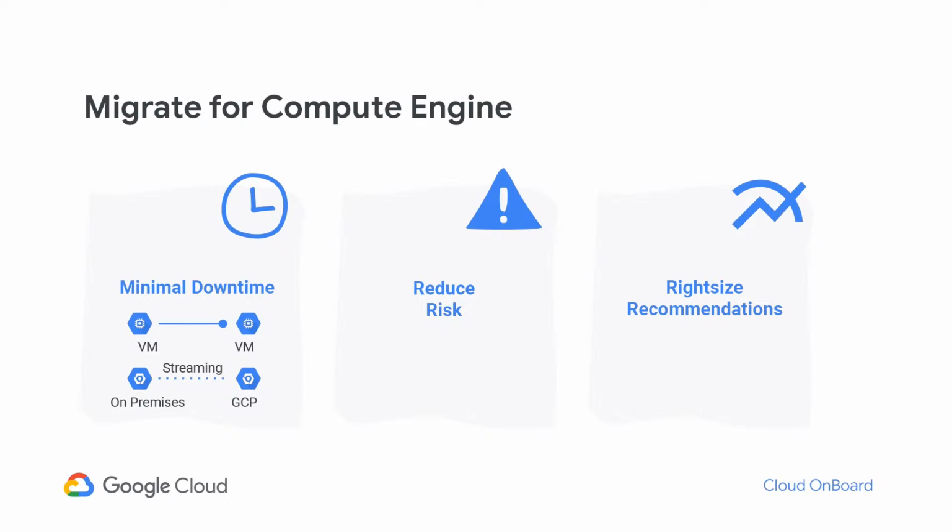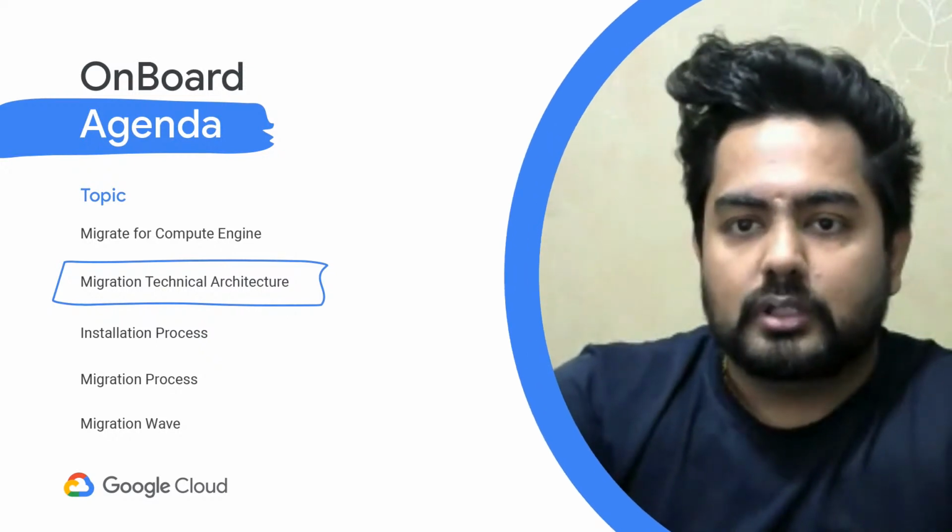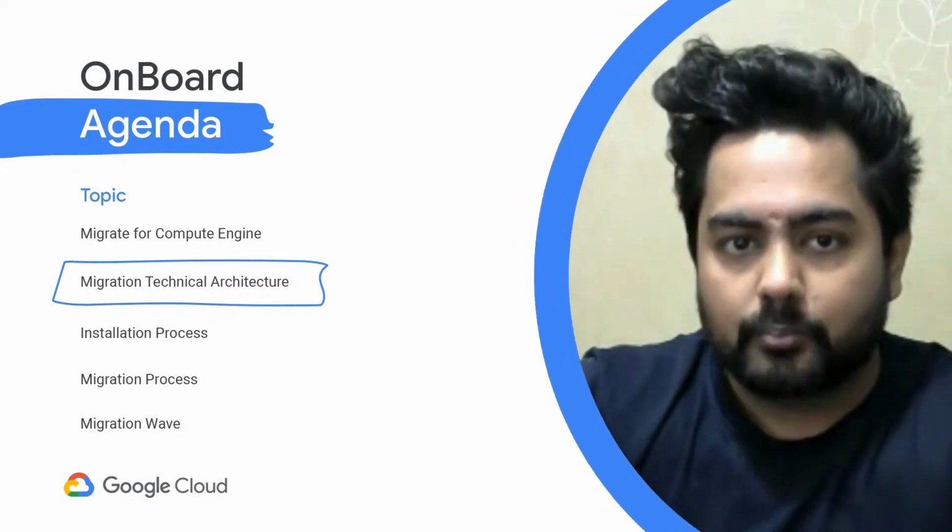You have built-in testing, which makes it pretty fast and easy to validate before you migrate, and then there are fast rollbacks that provide you safety when something goes wrong. And Migrate for Compute Engine provides you with data-driven right-sizing recommendations to optimize both the cost and the performance. So Migrate for Compute Engine has three major components.